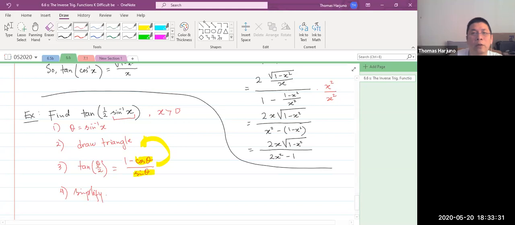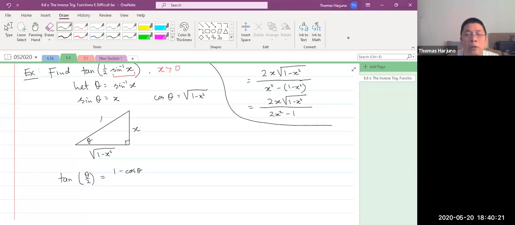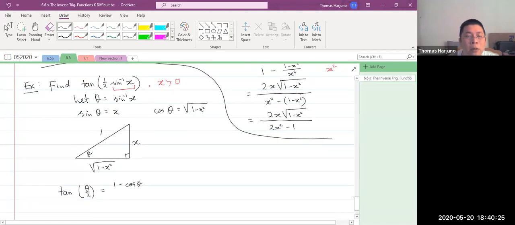Let me give you 4 minutes from now. Okay, that's what we have. So we let theta be sine inverse x, and sine theta equals x. I get the triangle, and from that triangle I get cosine theta. The question is tangent of theta over 2, which according to the formula is 1 minus cosine theta over sine theta. The nice thing is we already have both of them. So this is 1 minus square root of 1 minus x squared over x. I'll just stop there. The denominator is already rationalized, and I don't think I can simplify the numerator.